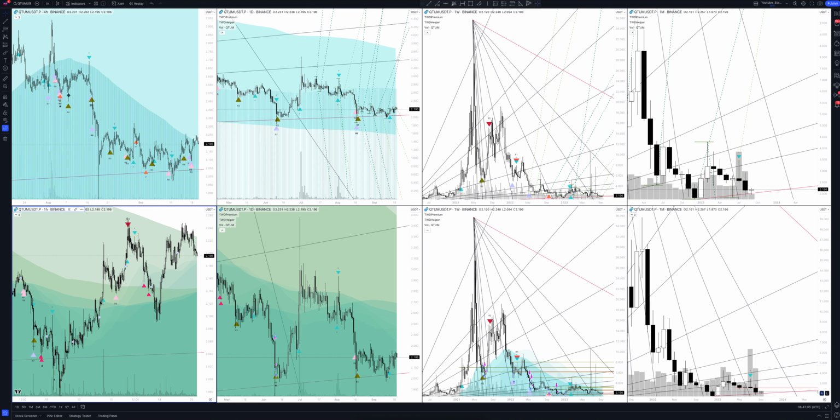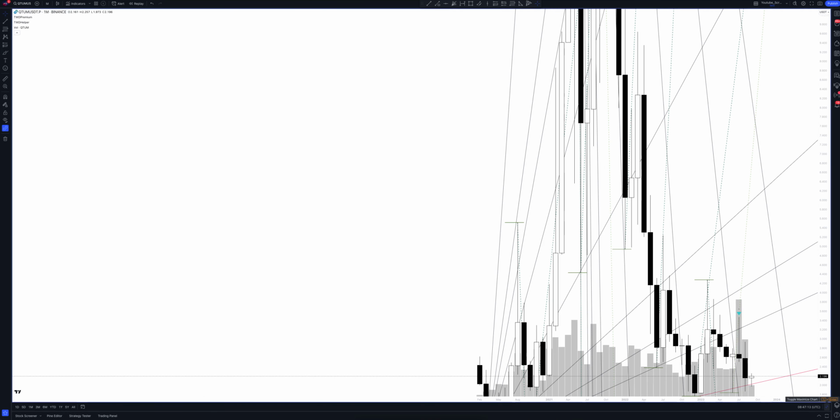Today we will take a look at Qtum cryptocurrency. Let's analyze the market situation and find out how you can make money on it. Let's start. We always start our analysis from the global market.